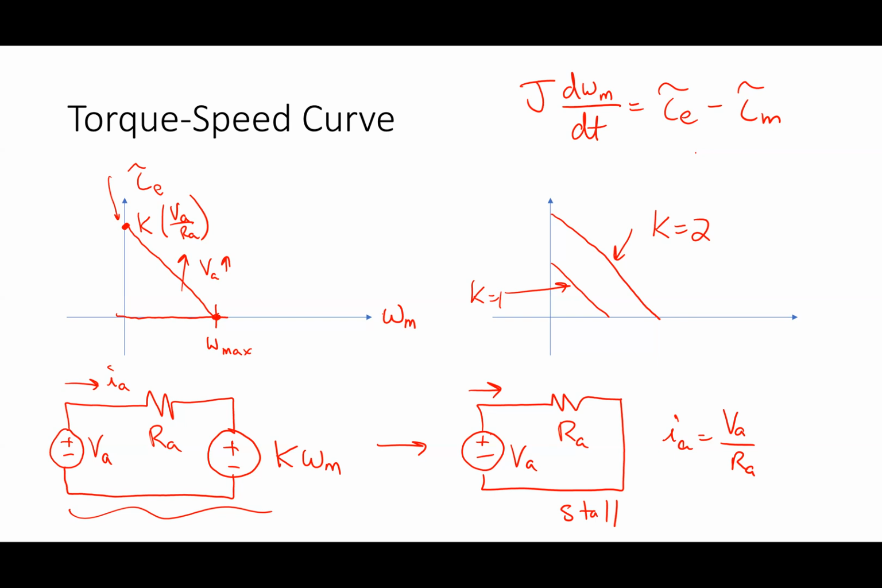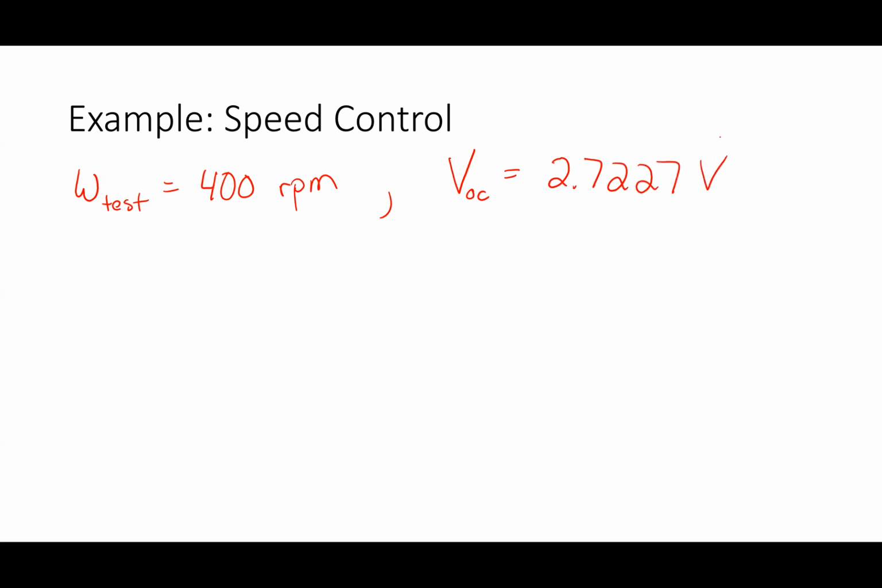Let's look at an example, and it's going to motivate our power electronics topic in a second. I said we had a motor the other day. I started this example and said, let's say that the motor was tested at 400 RPM and it was operated as a generator. So basically we spun it at 400 RPM and I measured an open circuit voltage of 2.7227 volts.